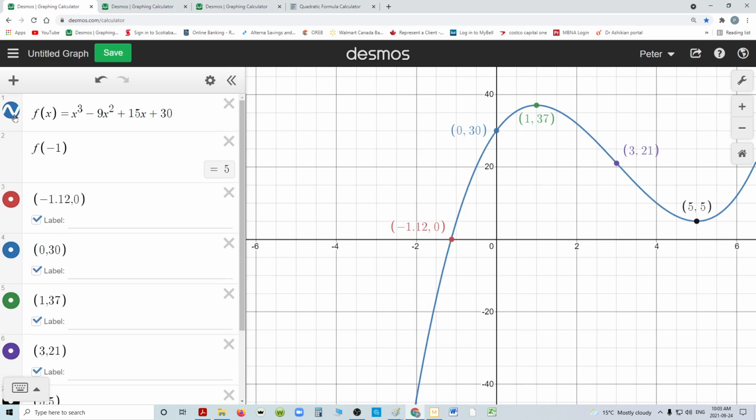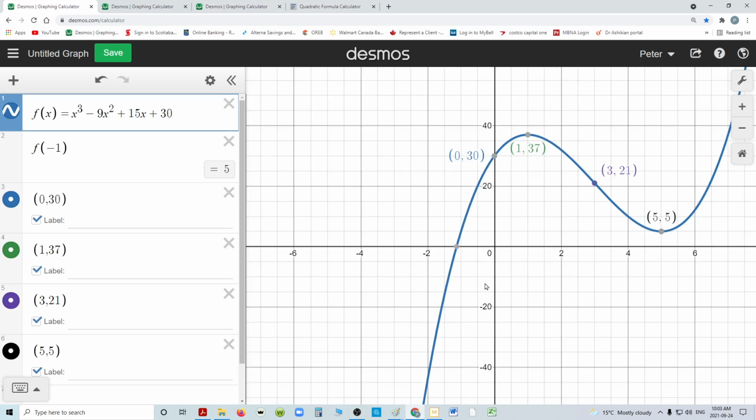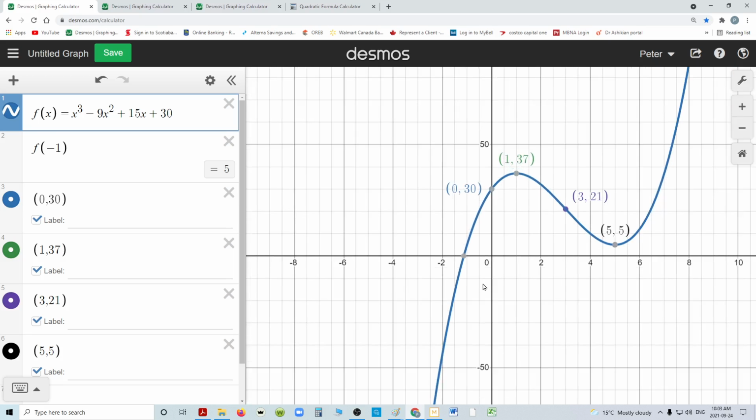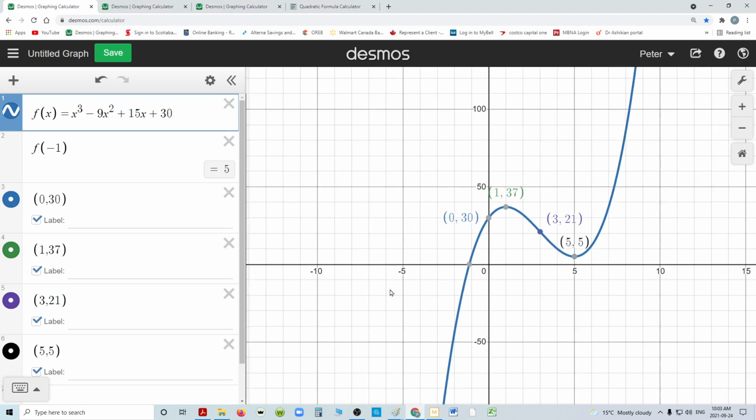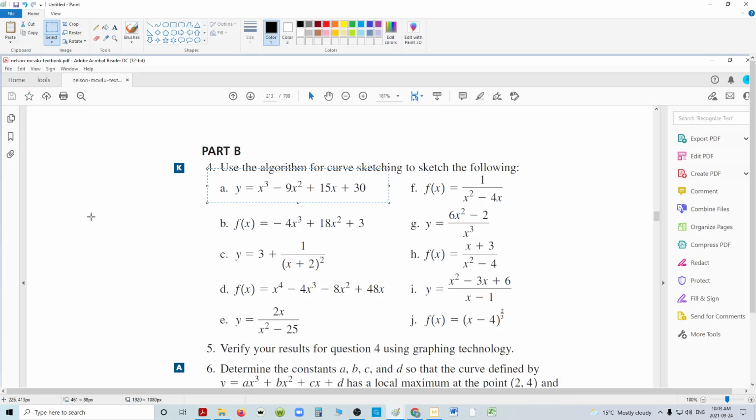And sure enough, look how close I was on the guesswork, but it's not amazing guesswork on that. It was negative 1.12 roughly, negative 1.13. But look at all those values. Much easier to graph a cubic than other things. Okay, I'm going to go on.